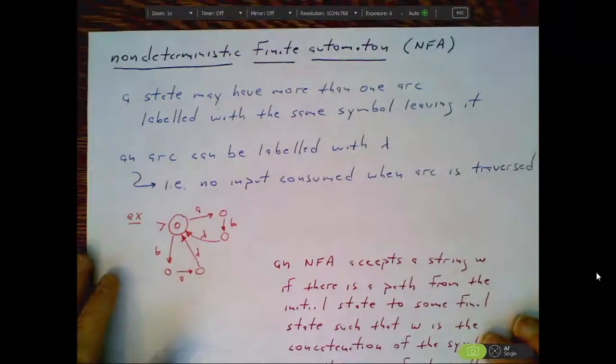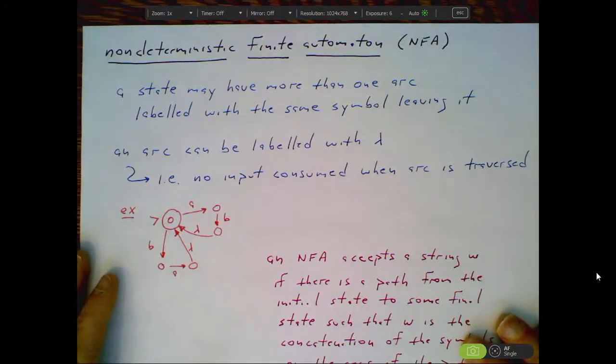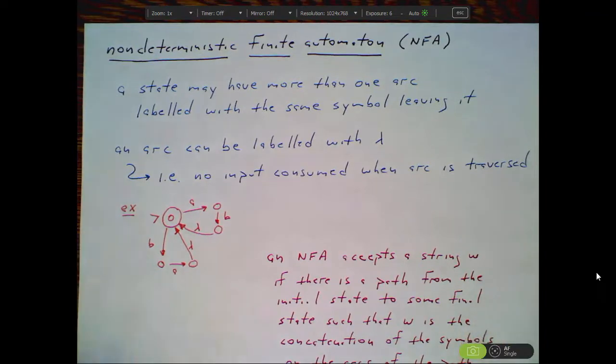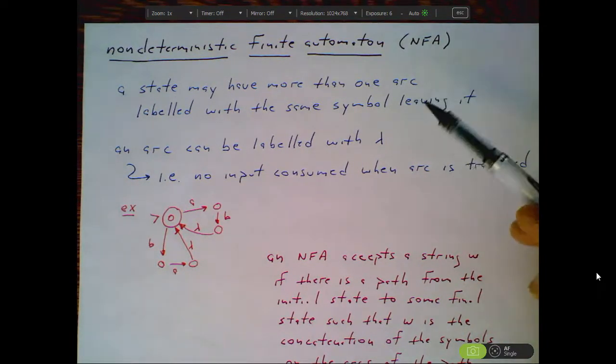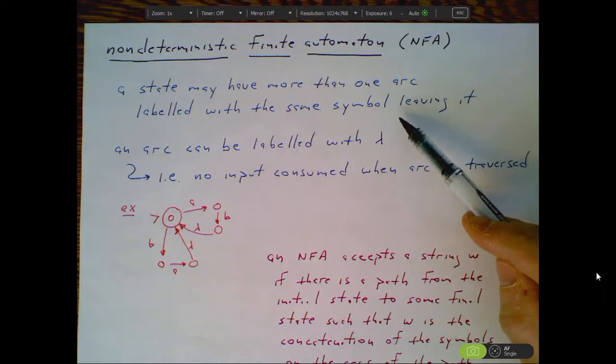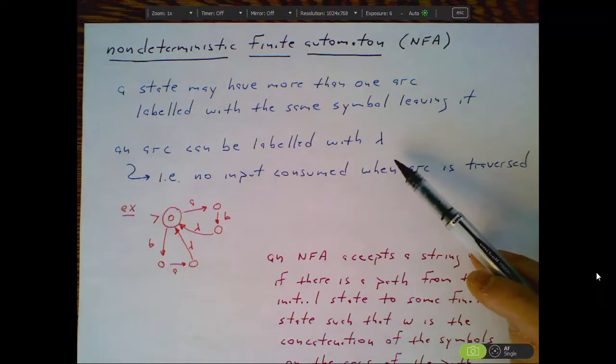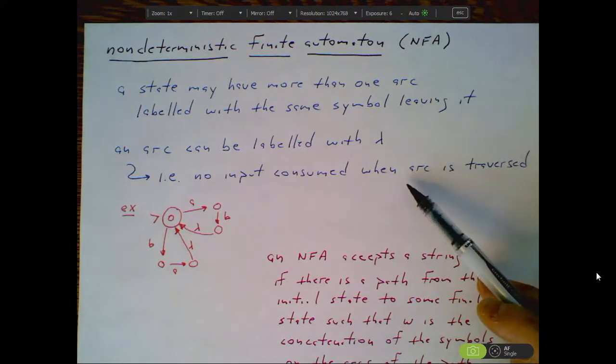But it turns out it's useful to think about the non-deterministic version of this machinery. So we talk about non-deterministic finite automata, or NFAs. And in this case, we might have more than one choice for a given symbol. So a state may have more than one arc labeled with the same symbol leaving it. Or the other possibility is we're allowed to label arcs with lambdas, which means we can take lambda arcs without consuming any input.